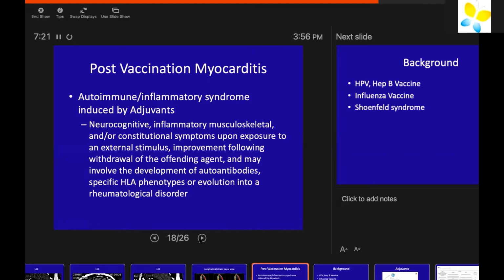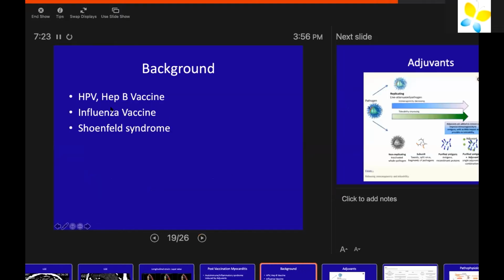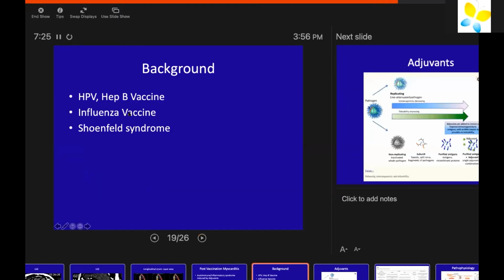So we'll just have a quick background of what it is. These reactions have been described after papilloma virus and hepatitis B vaccine immunization. One case has been reported with the influenza vaccine. Earlier it was called Schoenfeld syndrome, where post-vaccination patients had a lot of myalgia and/or myocarditis. In one reported patient, there was rhabdomyolysis. Our patient did not have rhabdomyolysis.